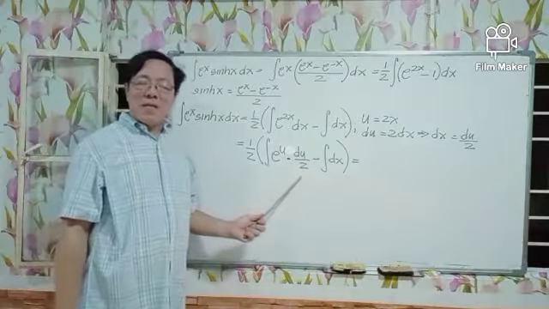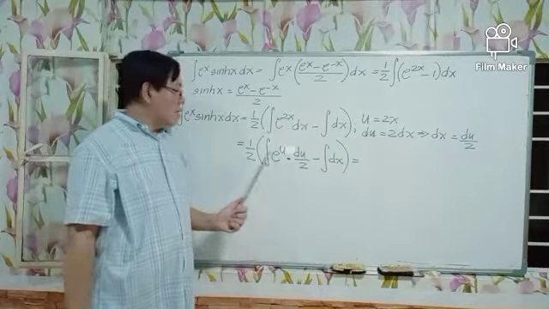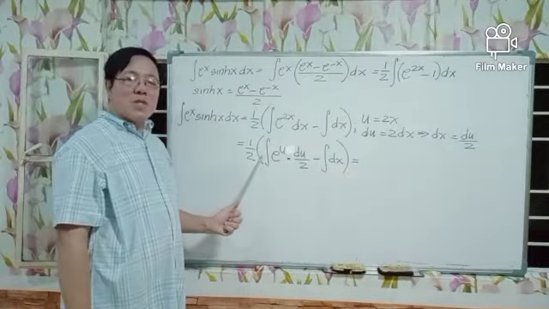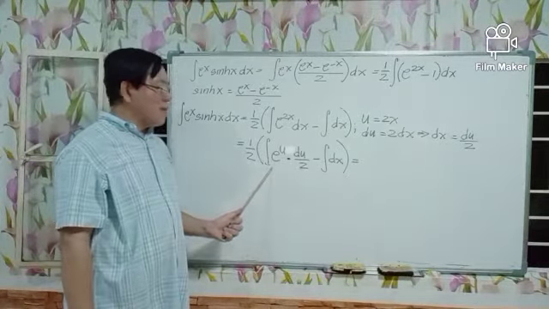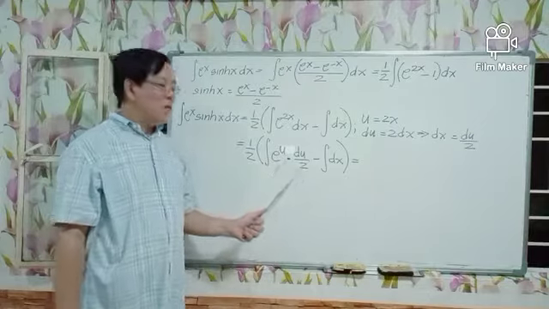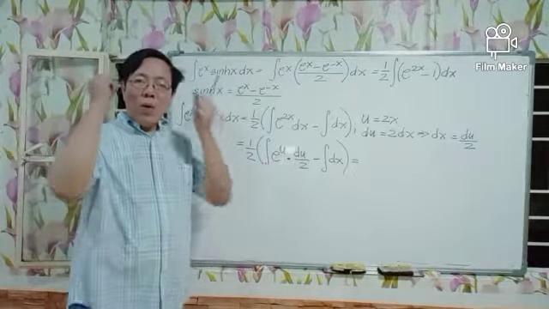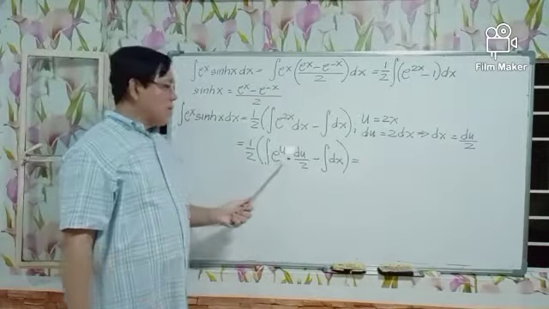Again, 1/2 here is a constant, and you can bring it out of the integral sign. We have 1/2 multiplied by 1/2 times the integral of e to the u minus the integral of e to the u with respect to u, or integral of e to the u du.